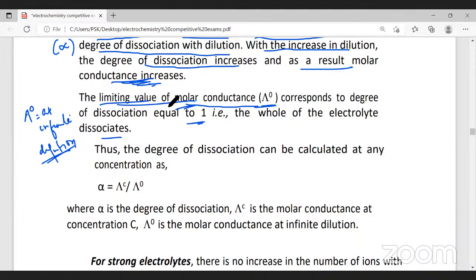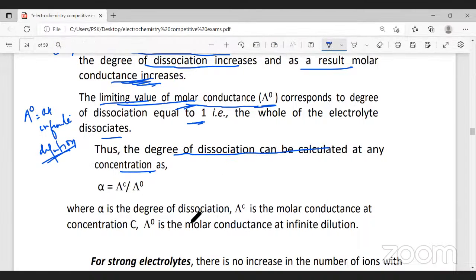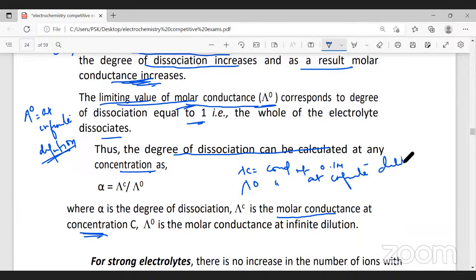Lambda naught. Thus, the degree of dissociation can be calculated at any concentration. Alpha, the degree of dissociation, is calculated as lambda C by lambda naught. Lambda C is the molar conductance at a particular concentration, say at 0.1 molar concentration. Lambda naught is the conductance at infinite dilution, where we expect the electrolyte to be completely dissociated.